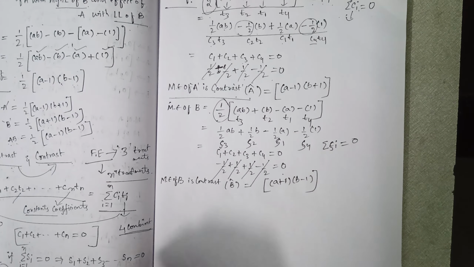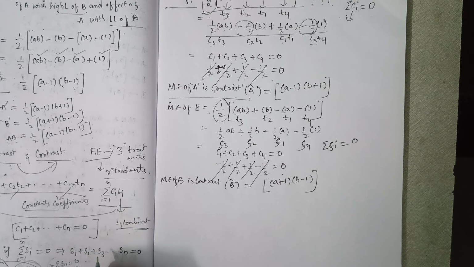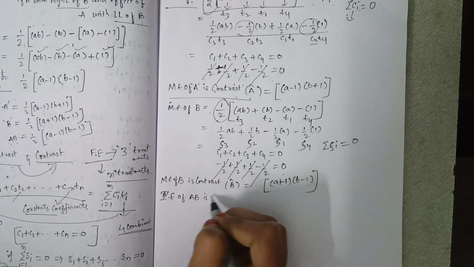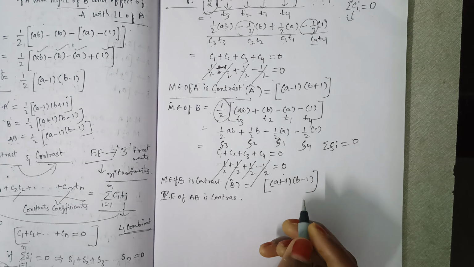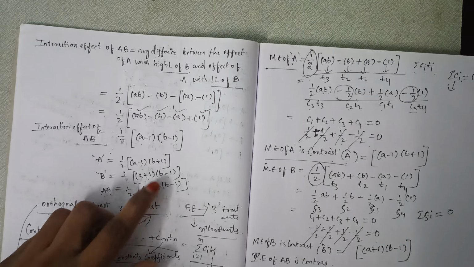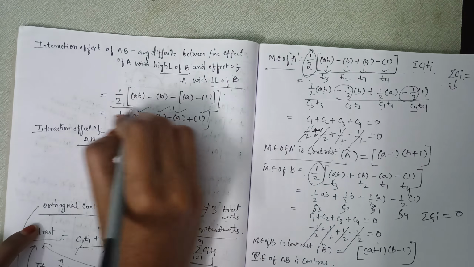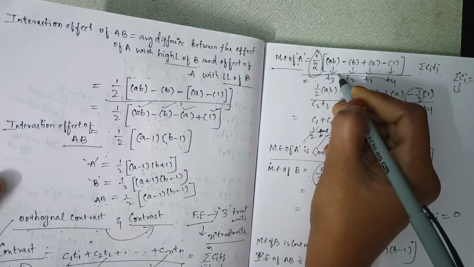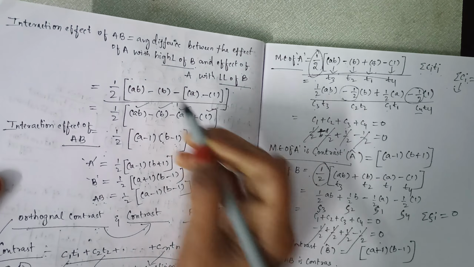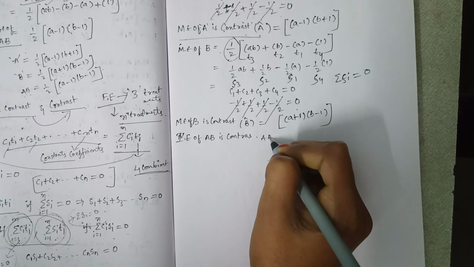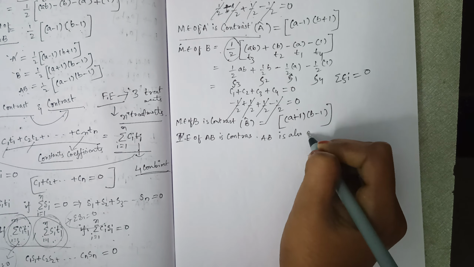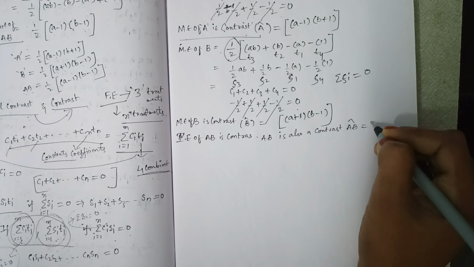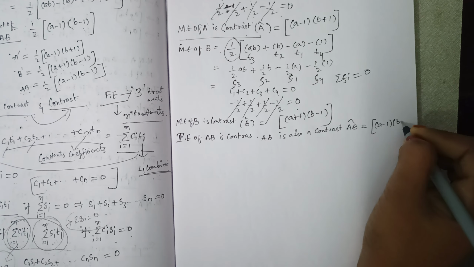Right? And now let us check whether AB is a contrast or not. Interaction effect of AB is contrast or not. Okay. Here we got 1 by 2, which is nothing but this statement, right? So this is the same, and this is a contrast. So AB is also a contrast, which can be represented as AB cap, which is equal to A minus 1, B minus 1.